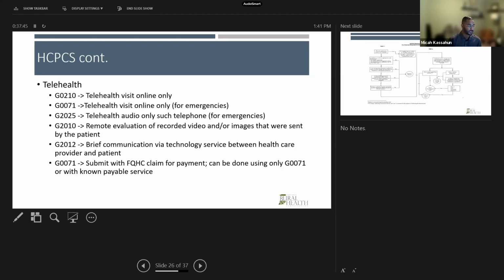Again, we have specifically telehealth visit online only as G0210, and telehealth audio only, so no visual. And then different types of telehealth, each specific to the type of telehealth you're getting, whether you can see the primary care physician or they can see you as a patient, and vice versa. And then specifically G0071. This is very helpful when submitting an FQHC claim, as payment can be done using only G0071 or with a payable service. So those are some really common HCPCS found within rural health.